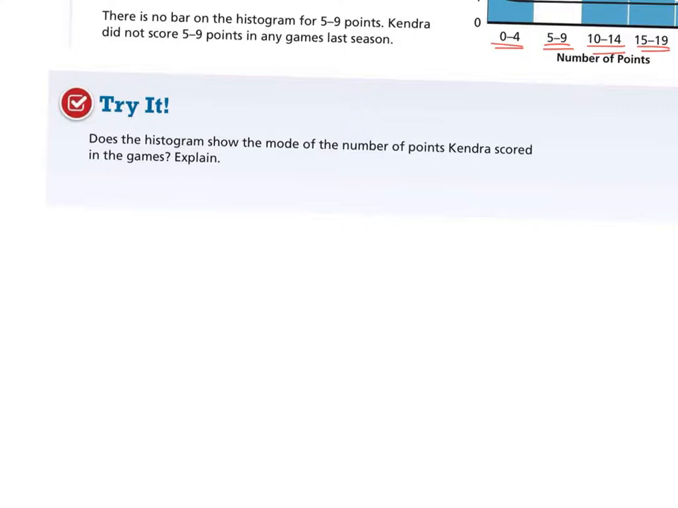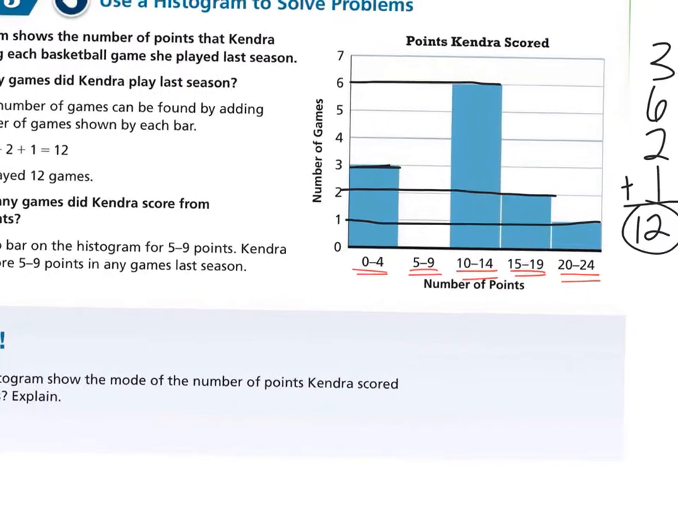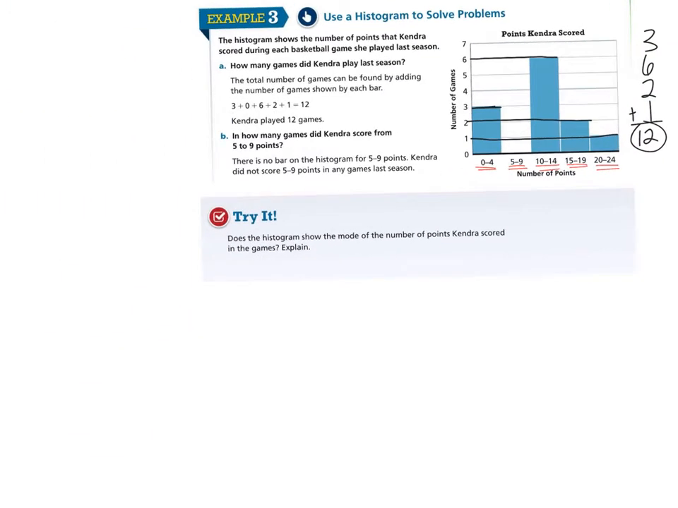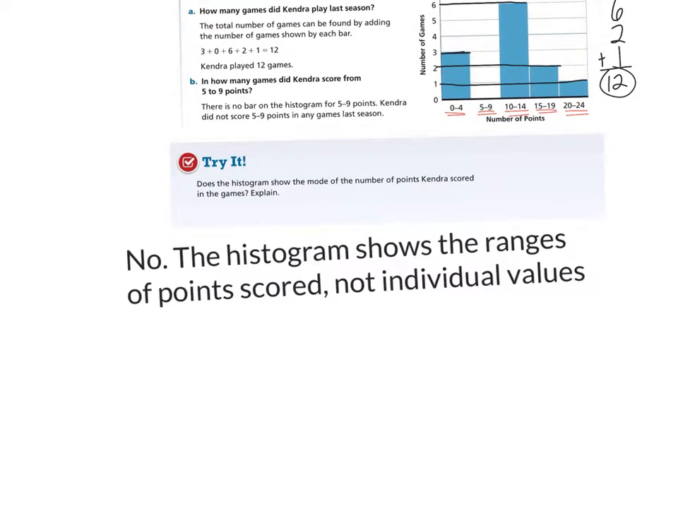For example, she scored 12 points more than any other number. She scored 25 points more than any other number. Can we pinpoint that based off of this? No. We could say the interval 10 to 14 happened the most often. That's an interval, though, not just a specific number. So the answer to this question would be no, the histogram shows ranges of points scored, not individual values. So we don't know an individual value that happened more than anything else here.